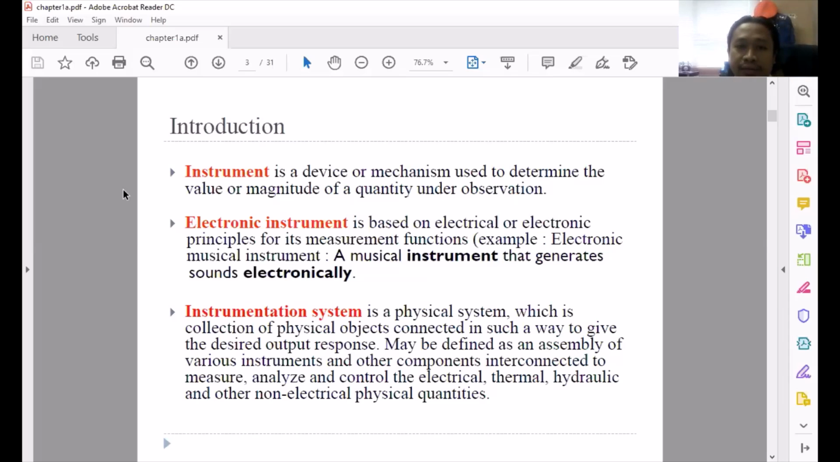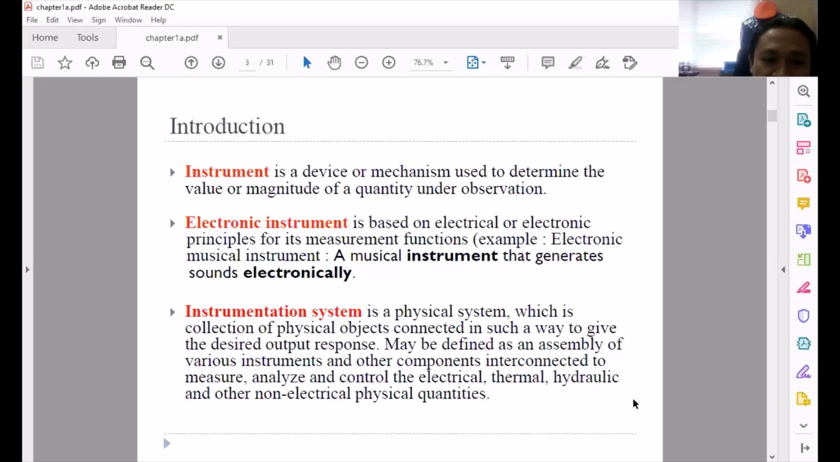For the electronic instrument, electronic means based on electrical or electronic principles for its measurement and function. For example, electronic musical instruments like the electric guitar, electric piano, and keyboards. These are electronic instruments, based on electrical or electronic principles. It is a musical instrument that generates sound electronically, like the electric guitar, piano, and keyboards.